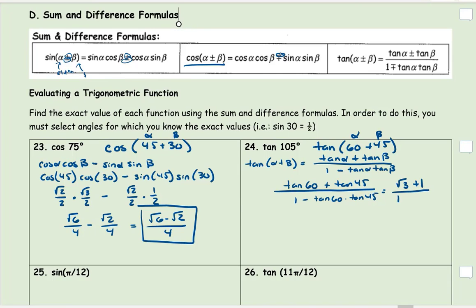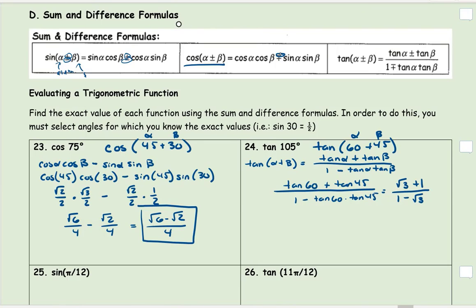And then we have 1 minus tangent of 60, which is root 3, times tangent of 45, which is 1. So I'm just going to say 1 times square root of 3 is just root 3. Now, we know we can't stop here because we cannot have a radical in the denominator. So we have to find a way to get rid of this root 3.